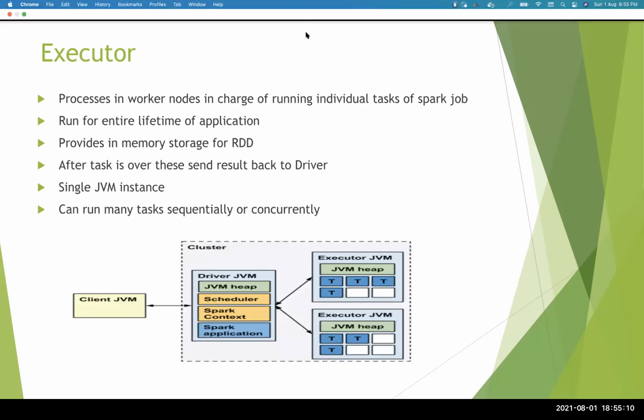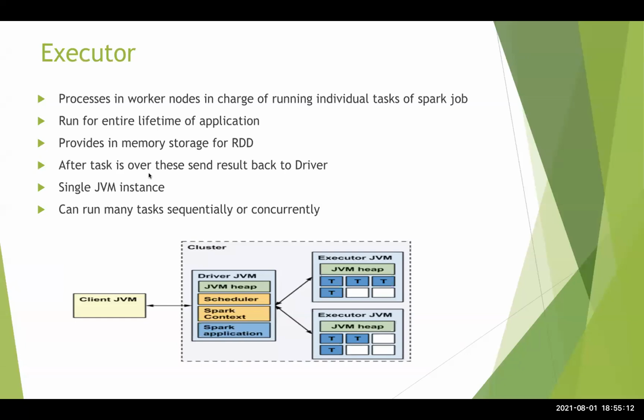Now we are double clicking on the executor. What is an executor? These are processes in worker nodes in charge of running individual tasks of a Spark job. It runs for the entire life cycle of the application. It provides in-memory storage for RDDs. So when you're processing your data frame, data set, or RDD, you need memory. That memory is in the executor JVM. That's where the RDD, data set, or data frame gets loaded.